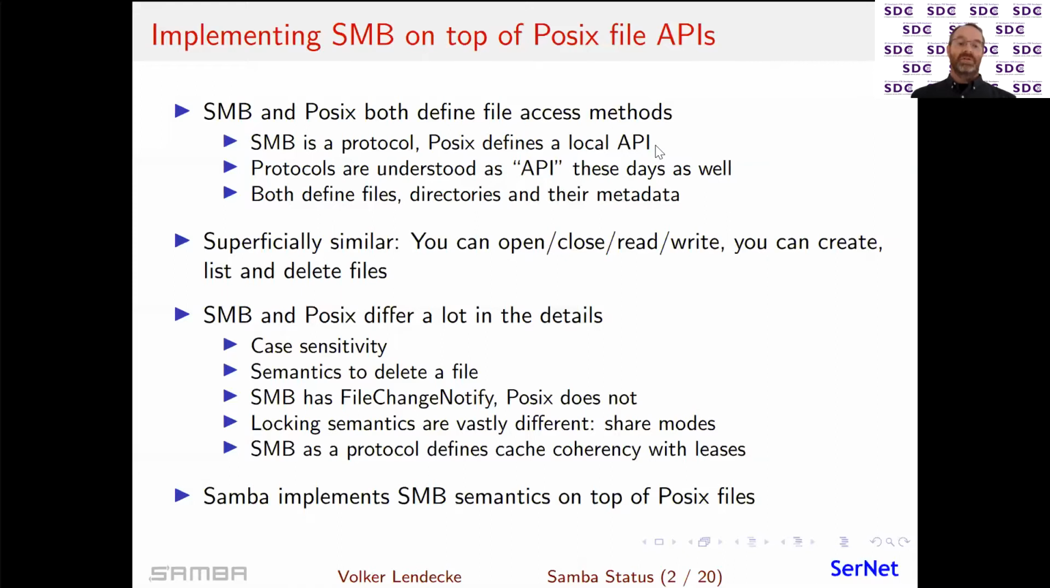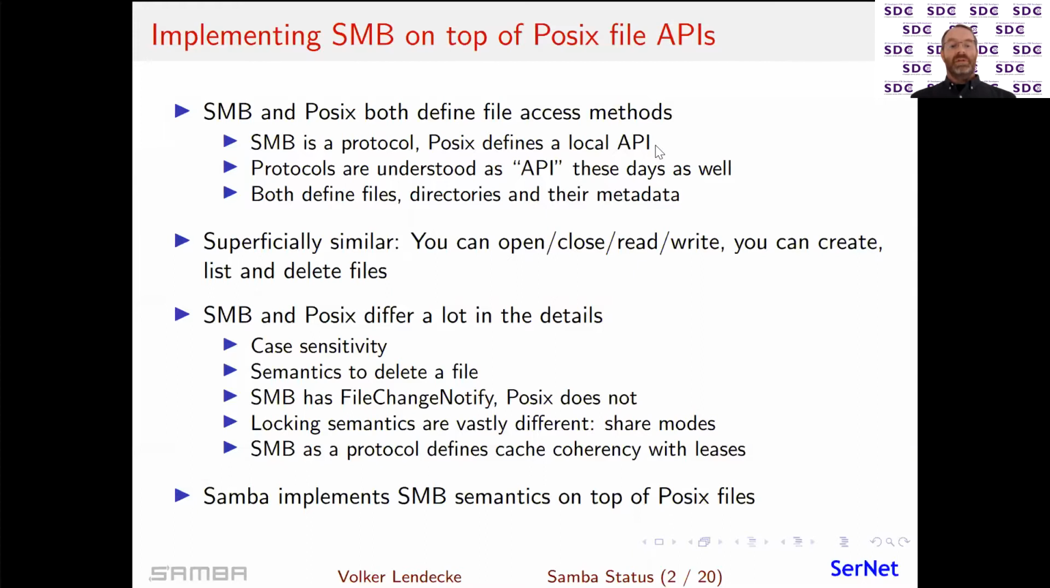SMB also has the concept of file change notify, which means that the client can ask a server, please tell me for this and that directory if anything changes in that directory. And also, by the way, I want to know if anything below that directory changes. That's recursive file change notify, and that's really a challenge to implement. POSIX doesn't have this. Linux has some APIs for this. What we use right now is, for example, inotify, but inotify is not really recursive. So we have to implement something on top in Samba.